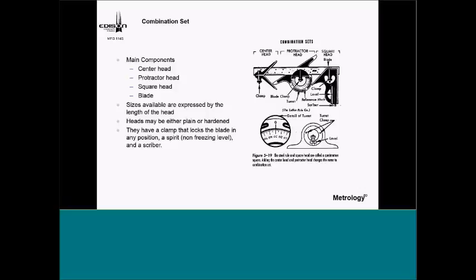Combination set. We talk about the main components: the center head, the protractor head, the square head, the blade, and what sizes are available, expressed by the length of the head. And again, the heads can either be planed or hardened, and you can order those that way. And then you have clamp locks, in other words, to lock it in position: a clamp lock here, a clamp lock here, a clamp lock here. And then, of course, you have the level that's on there.